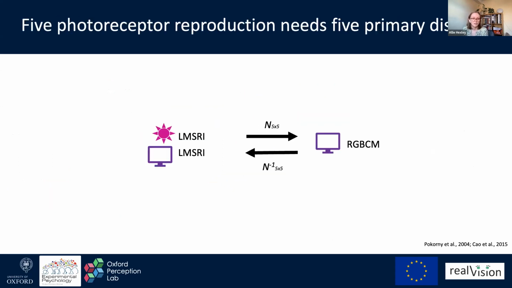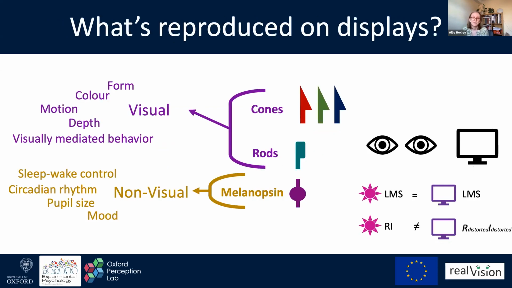And basic linear algebra tells us that if we want to independently control the activations of the 5 photoreceptors, we need control of 5 independent channels on the display. But the vast majority of commercial displays, if not all commercial displays, use only 3 primaries. So it's impossible for these 3 primary commercial displays to control these 5 photoreceptors.